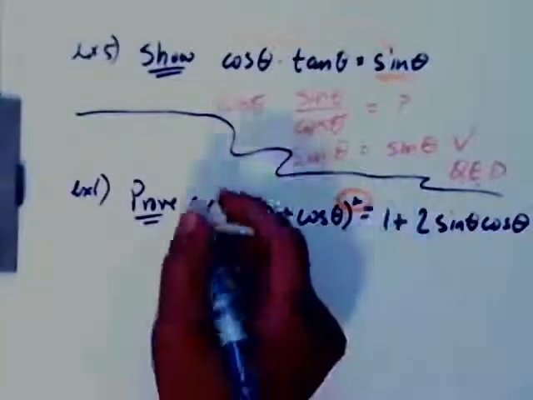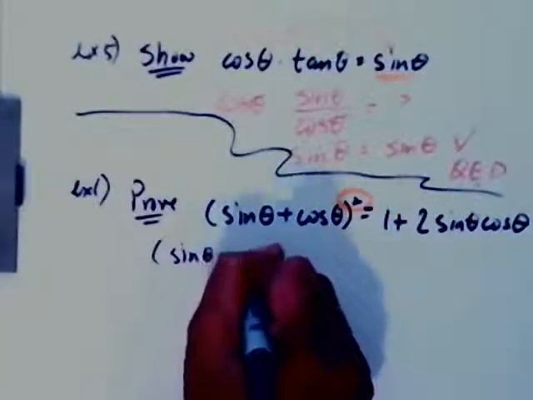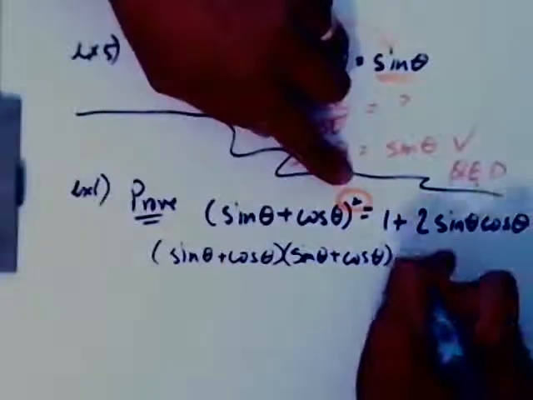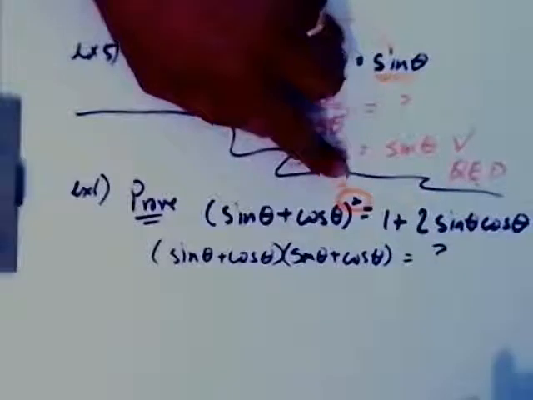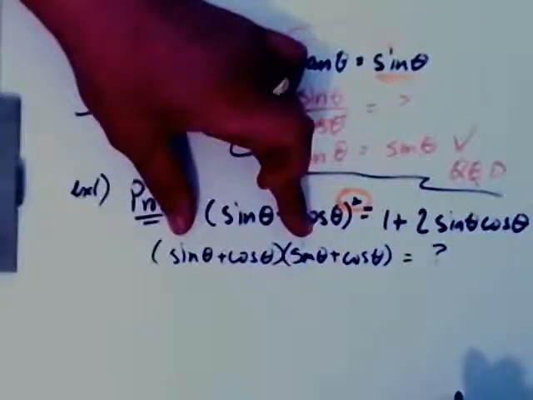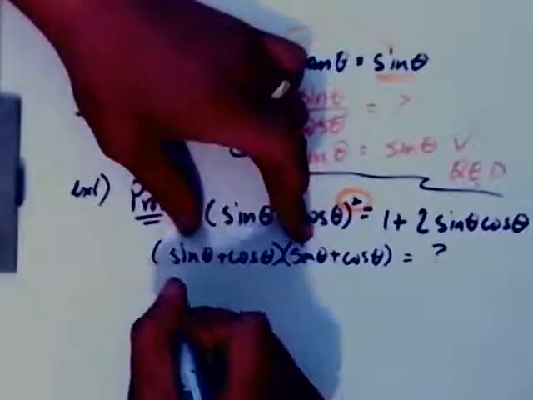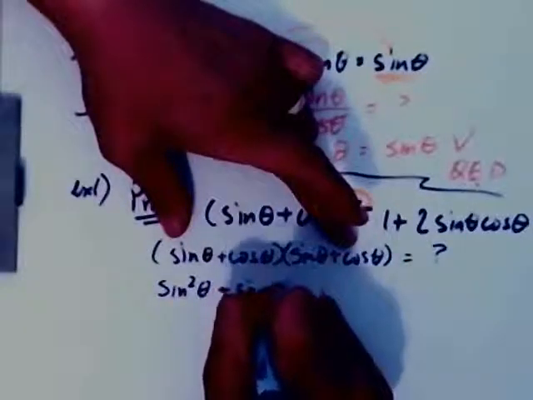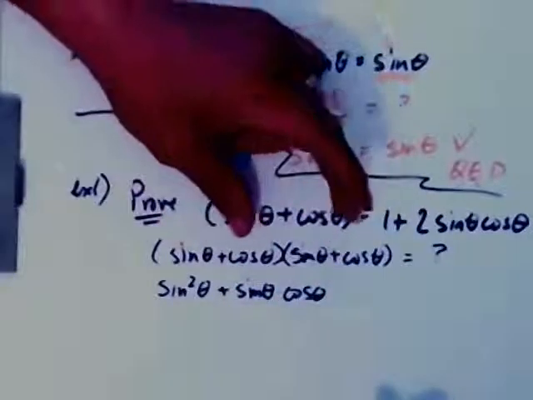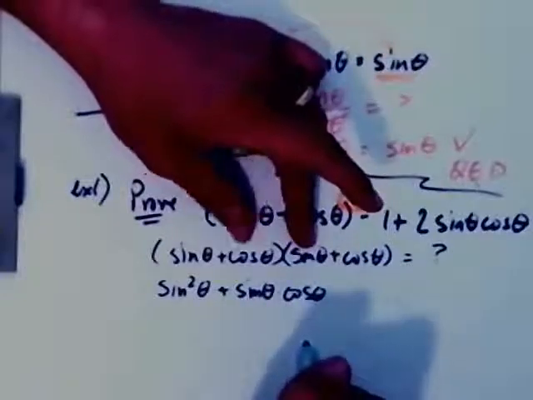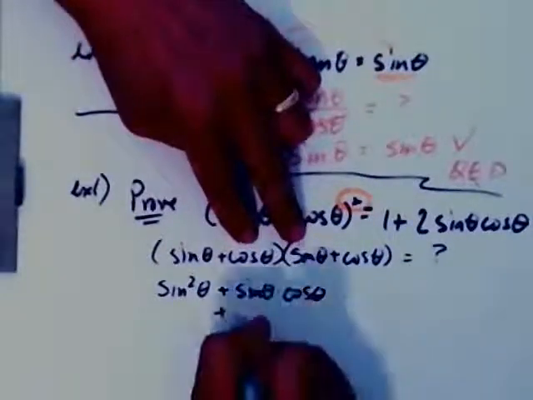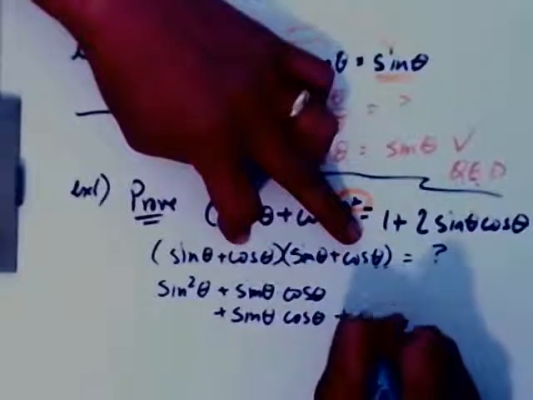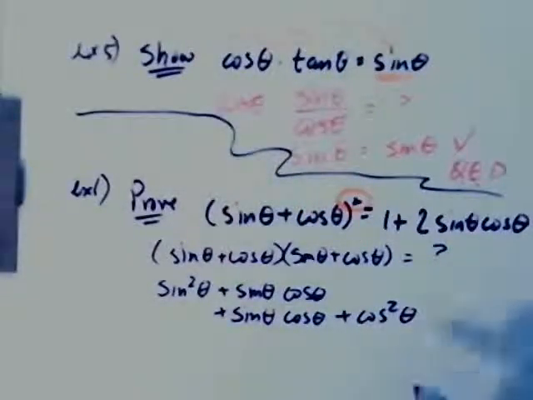How do you do that? We're going to have to FOIL this out. Sine of theta plus cosine of theta times sine of theta plus cosine of theta. That's what the square means. Equals, hopefully, something that looks like this guy on the right. Here, we have to FOIL this out, so put your FOIL hat on. Sine times sine is sine squared. Plus sine theta times cosine theta. Sine theta times cosine theta, same thing as cosine of theta times sine of theta. It's the same thing, so you can see it better. And then cosine theta times cosine theta is cosine squared of theta.